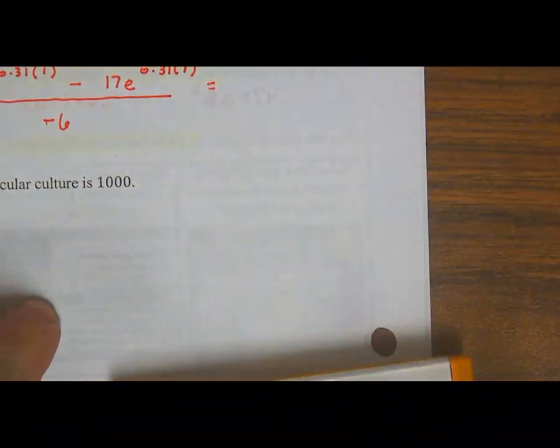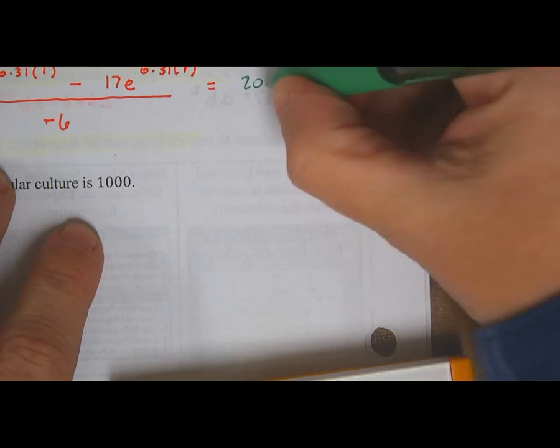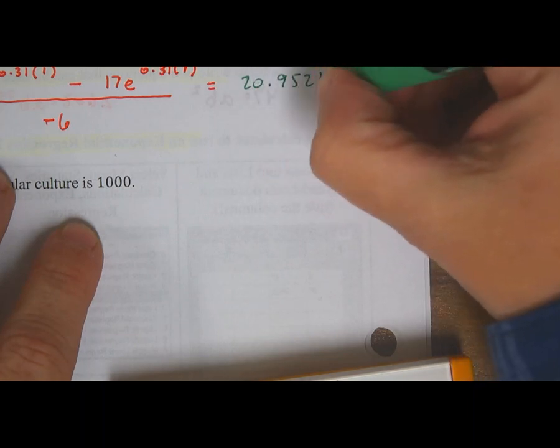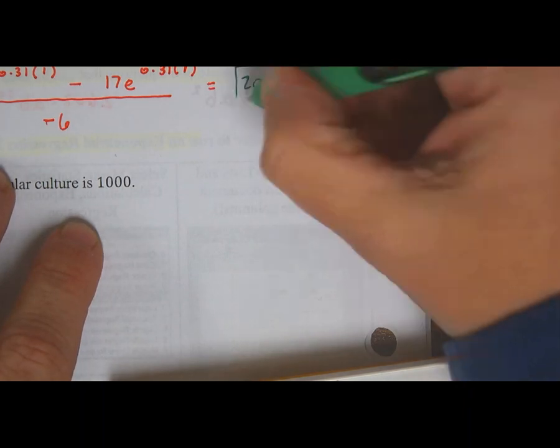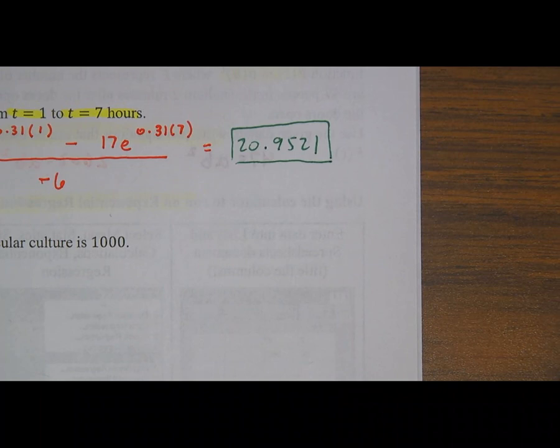The average rate of change on the interval from 1 to 7 hours is 20.9521. If you were wanting to attach some units to that, because we're talking about slope, change in y over change in x, that would be bacteria per hour. To put it in context.